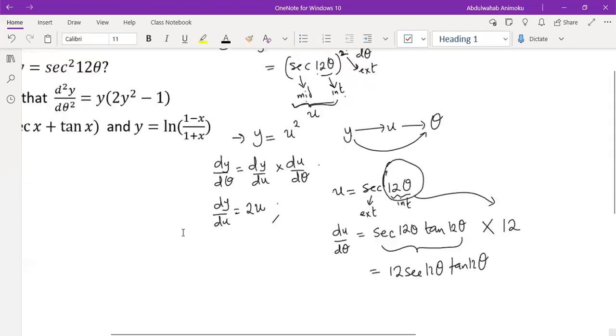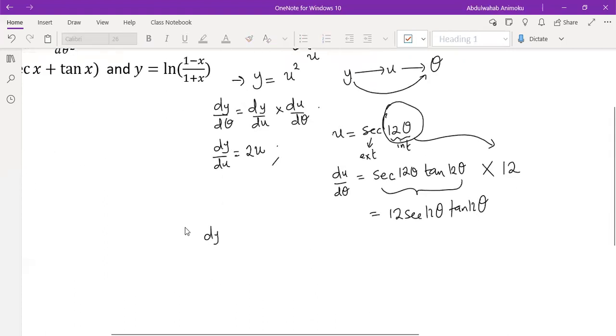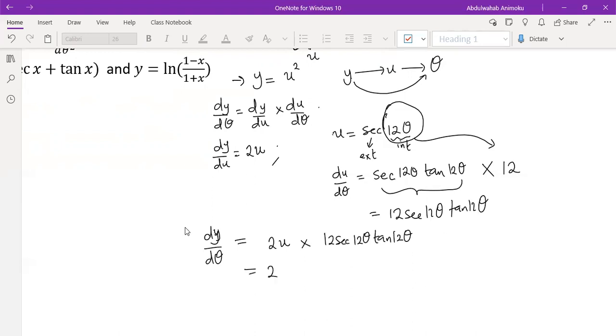So now we come back here to find dy d theta. So what is dy d theta? Remember, it is dy du, which is 2u, multiplied by du d theta, which is 12 secant 12 theta tan 12 theta. Now, what is u? Remember, we said 2u. Don't forget, u is secant 12 theta. So the answer is 2 secant 12 theta multiplied by 12 secant 12 theta tan 12 theta.